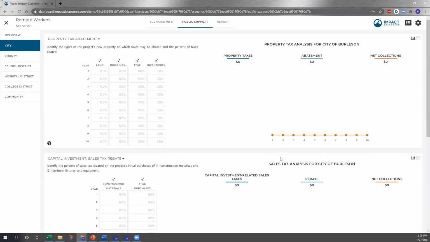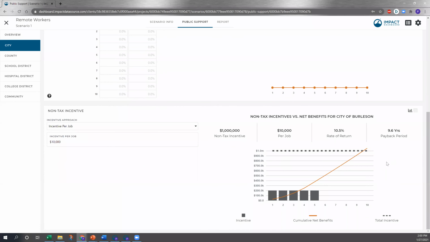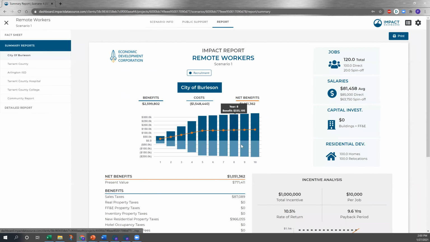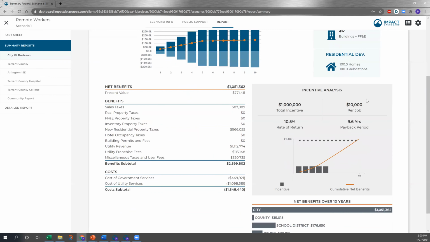In that case, we do get a little bit better payback. So we can see in this case that our net benefits are a little over $1 million by year 10. So it kind of takes us the better part of 10 years to hit our payback point. So in this case, that's the way we're looking at it here. So we can see those numbers again.